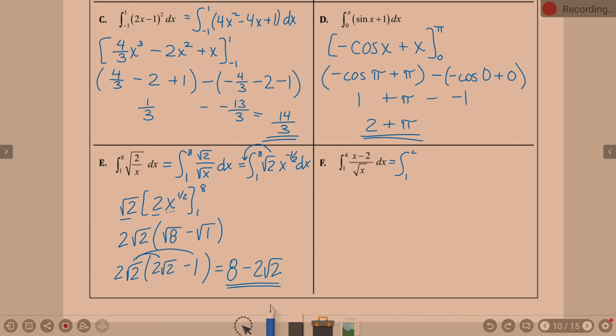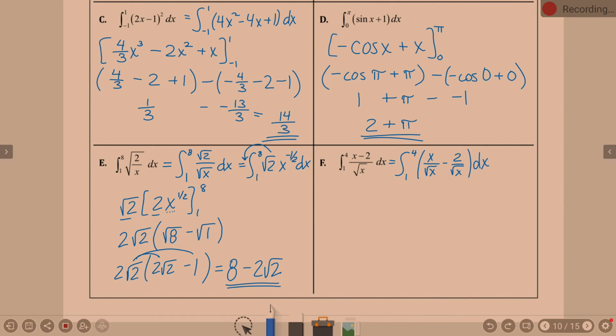Here's what my brain did. My brain's saying, okay, I'm going to clean up and think x over square root of x minus 2 over square root of x. So I kind of split it into 2 pieces. Is that what you guys did? I don't know. Okay, I see some no's, I see some yeses.